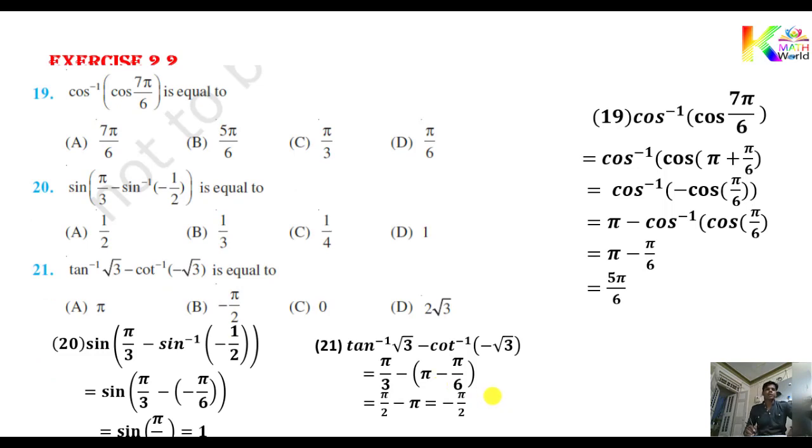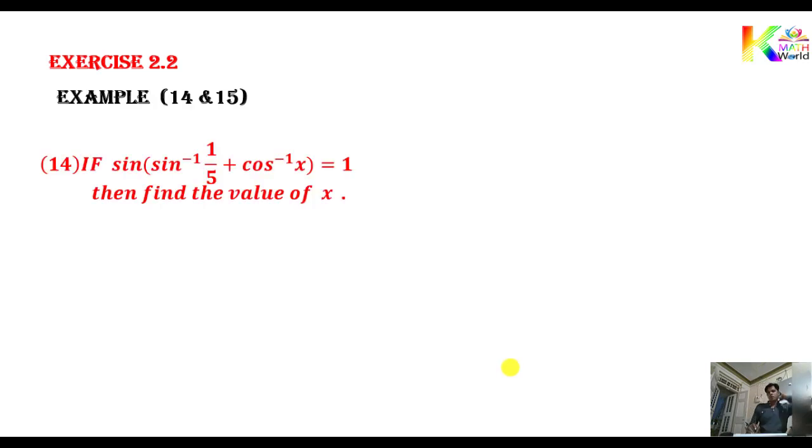This was your question. Now, question number 14 and 15. If sine of sine inverse 1 by 5 plus cos inverse x equals 1, then find the value of x. We have to find the value of x.